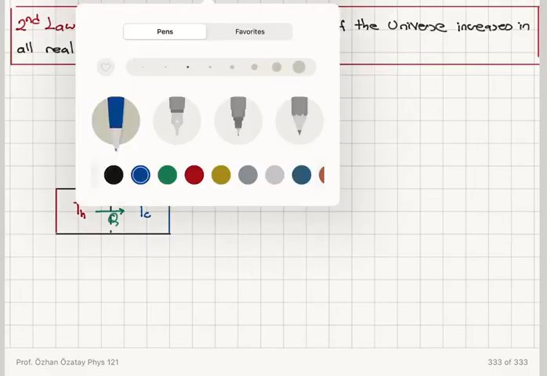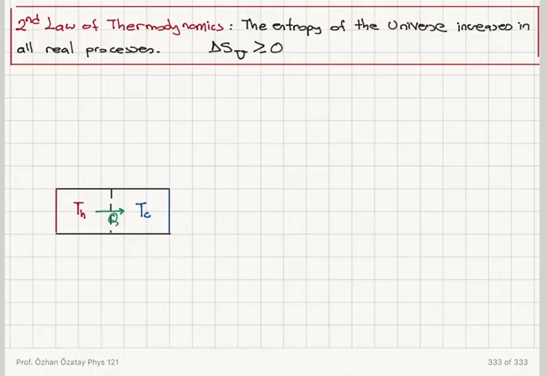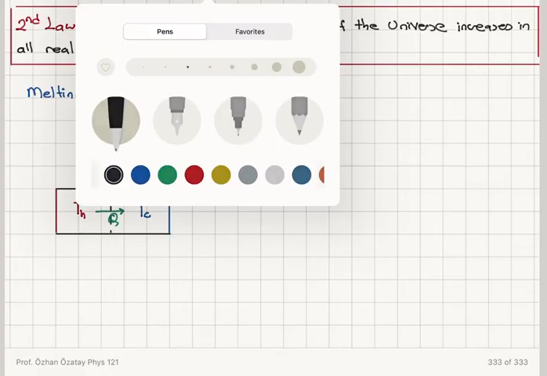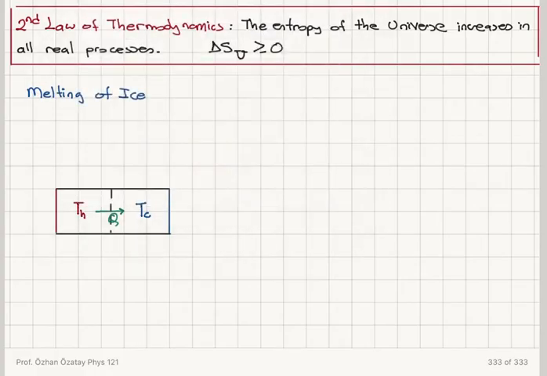Now I want to look at two processes. One is the melting of ice. If I look at this process, as you know, this is going to happen at a fixed temperature T. It is the melting point, Tm. When ice melts, it's going to absorb heat because the bonds need to break to form water. And for that, I will need the latent heat of fusion.